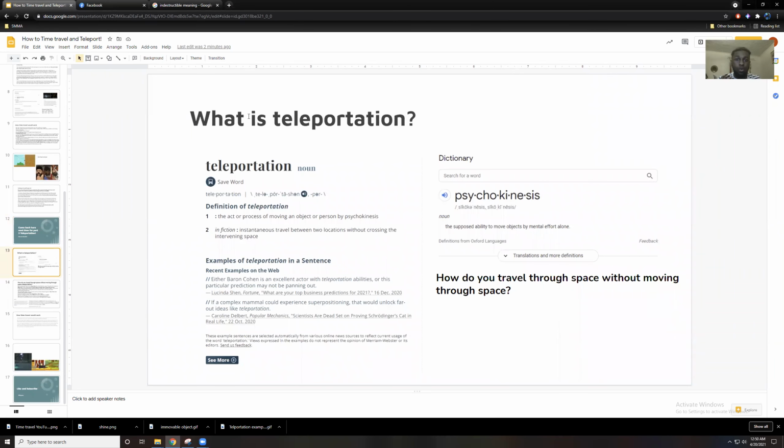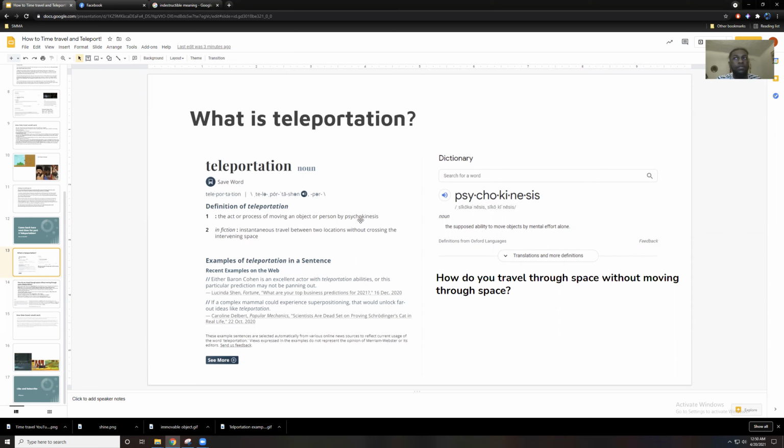First things first, what is teleportation? The act or process of moving an object or person by psychokinesis. Two, in fiction, instantaneous travel between two locations without crossing the intervening space. This one right here is the one I'm going to be trying to explain the most: how fiction can actually be reality.